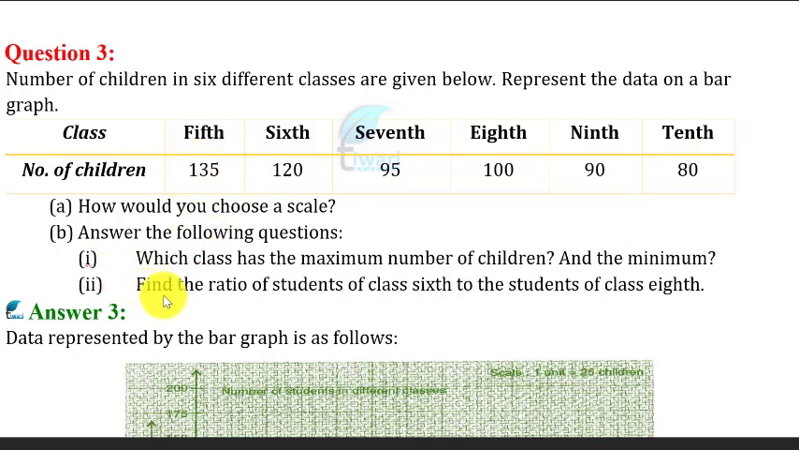Second question, find the ratio of students of class 6 to the students of class 8. Here 6 and 8 are 120 is to 100. You should find the lowest form. The zeros get cancelled, then it will be 12 is to 10. And 12 is to 10 is nothing but 6 is to 5.